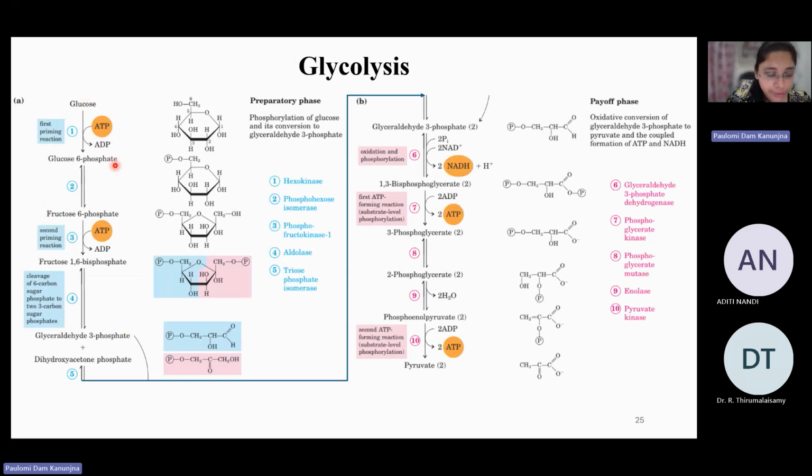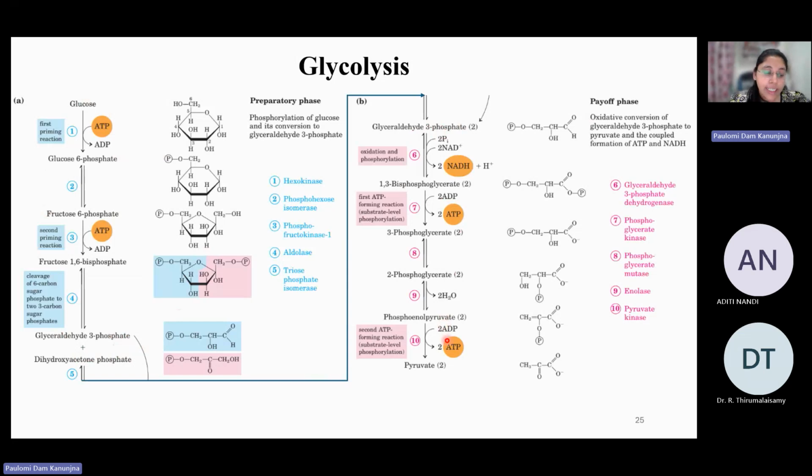Glucose here is converted to glucose 6 phosphate, converted to fructose 6 phosphate, then fructose 1,6 bisphosphate, which gives you two molecules, glyceraldehyde 3 phosphate and DHAP. This DHAP is isomerizing and forming glyceraldehyde 3 phosphate, which finally gives you two glyceraldehyde 3 phosphate. Now, these two glyceraldehyde 3 phosphate are what is being used in the payoff phase. So, in the payoff phase, you begin by formation of 1,3-bisphosphoglycerate that gets converted to 3-phosphoglycerate, then 2-phosphoglycerate, PEP, and pyruvate.